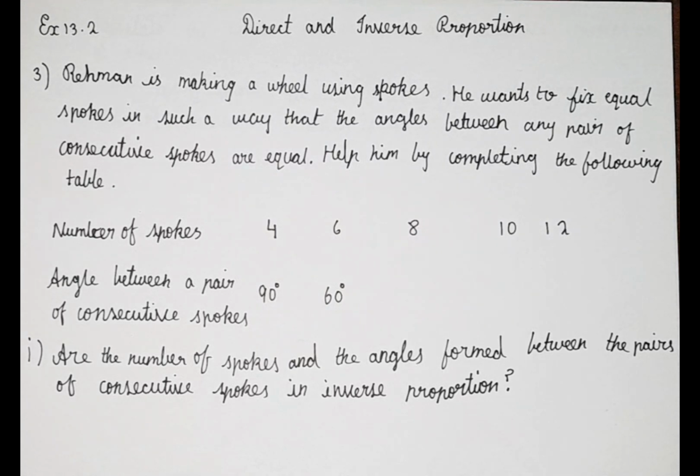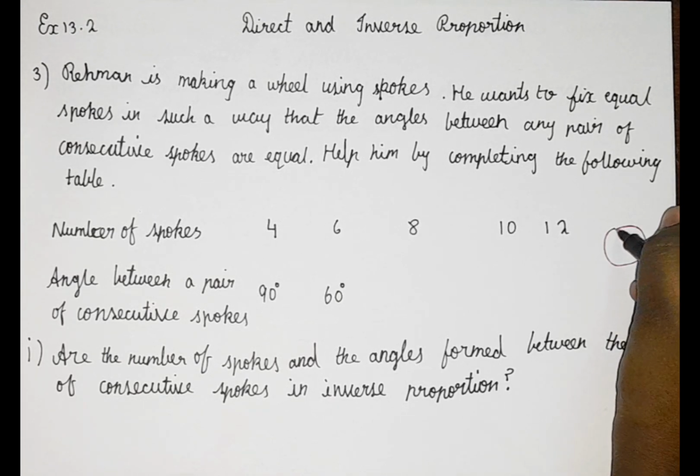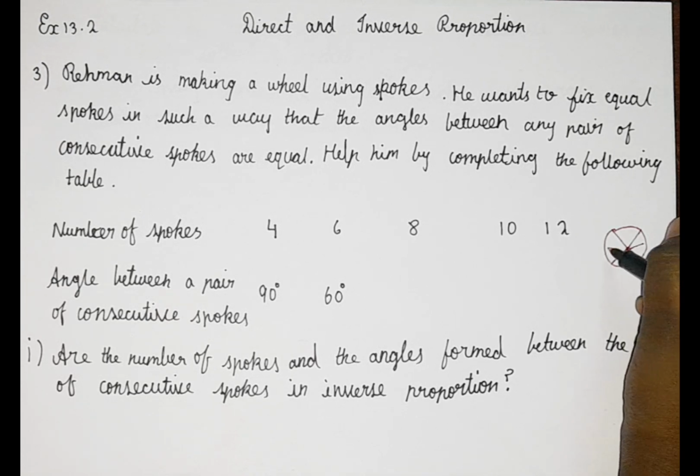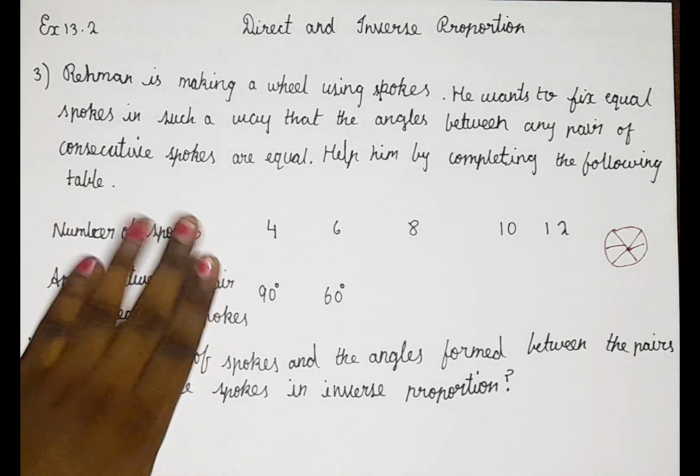So in this question there is a boy called Rahman. He is trying to make a wheel, consider this as a wheel using the spokes. Spoke means like stick, like these few sticks. He is using the spokes to connect the wheel. So we have to help him by completing this table.